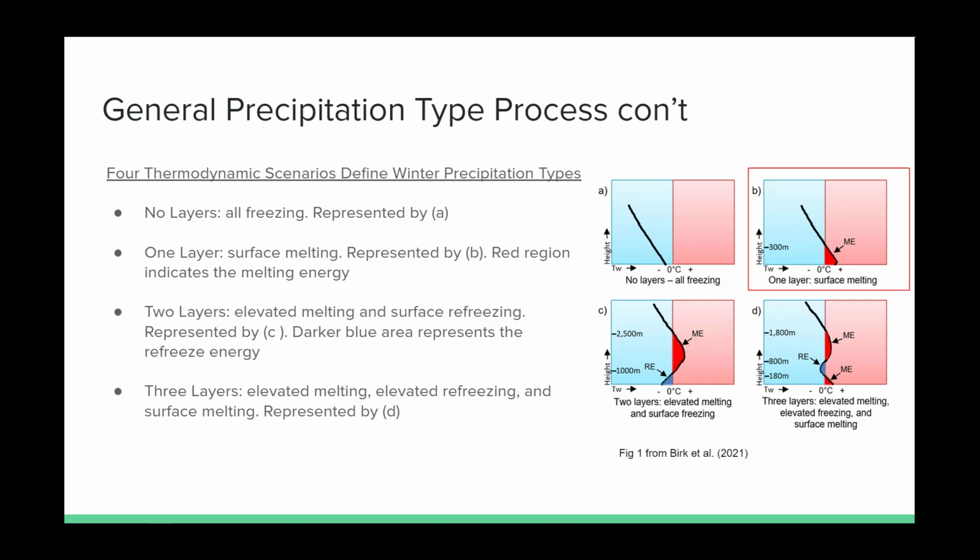Another complexity is added in example C, where an elevated melting layer and surface refreezing layer are both present in the environment. These layers now bring in the possibility of ice pellets and freezing rain. Finally, the granddaddy of them all, the 3-layer Big Mac of the precipitation type world where uncertainty can reign. 2 melting layers and a refreeze layer sandwiched in between. That's just chaos to me. These forecasts are incredibly difficult.